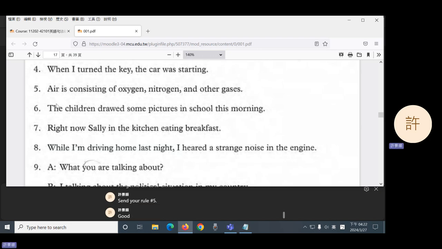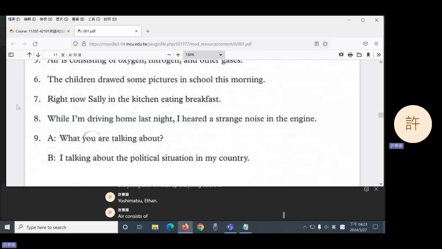Number five, good, air consists of. You don't even have to know what this means. Air is singular, so it should be consists of. Consist of means that everything after it makes up everything before it. Air consists of.